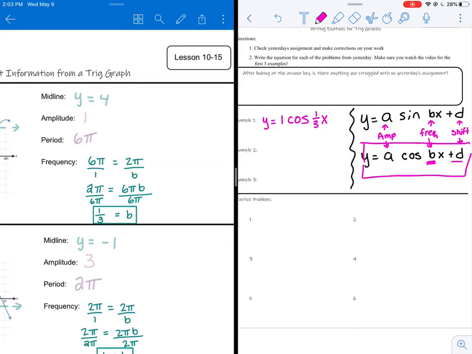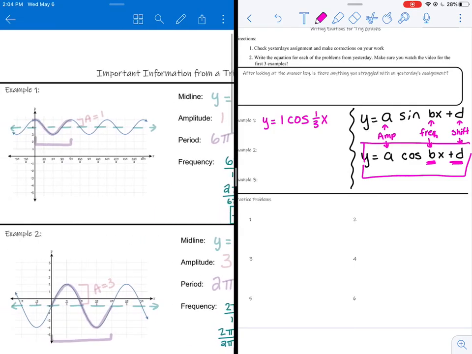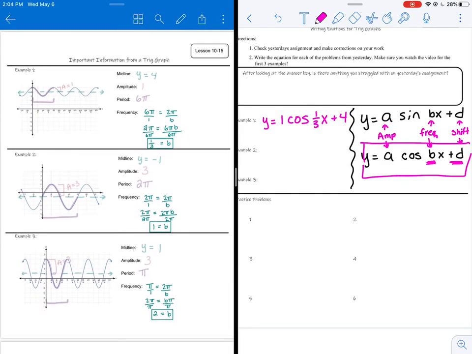And the last part is my D value, which is my shift. Since my midline here was at 4, I know that this graph shifts up 4 units. So whatever that midline is, I'm going to put plus or minus, if it was going down, a +4 because it shifted up 4 units. And that is my equation of that function. So that's all we're going to do today. We're not going to pull new information. You should have checked these and corrected them. And now we're going to write the correct equations for them.